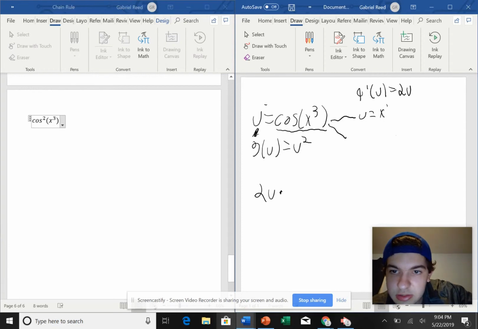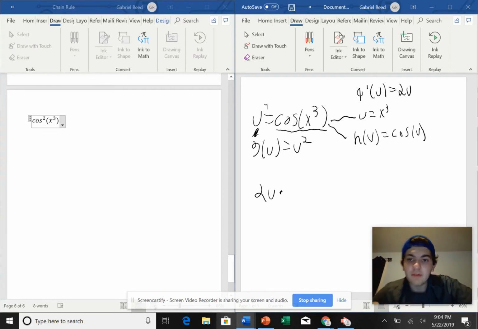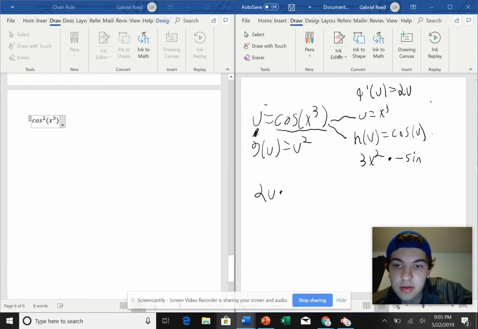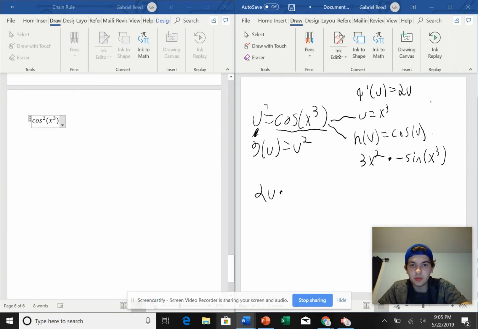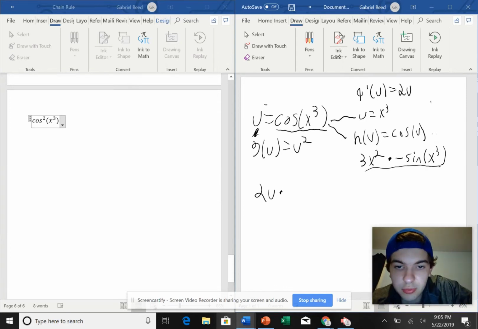So for that one, I'm going to split off into two equations again. The u being x to the third, and then another outer function, I'll call h of u, equals cosine of u. And if I find the derivative of these two values, I will multiply them together, and that'll give me my derivative. So I would do 3x squared times the derivative of cosine of u, which is negative sine of u, but we already know our u is x to the third. So the derivative is negative 3x squared times the sine of x to the third. So I'll write that into this one.